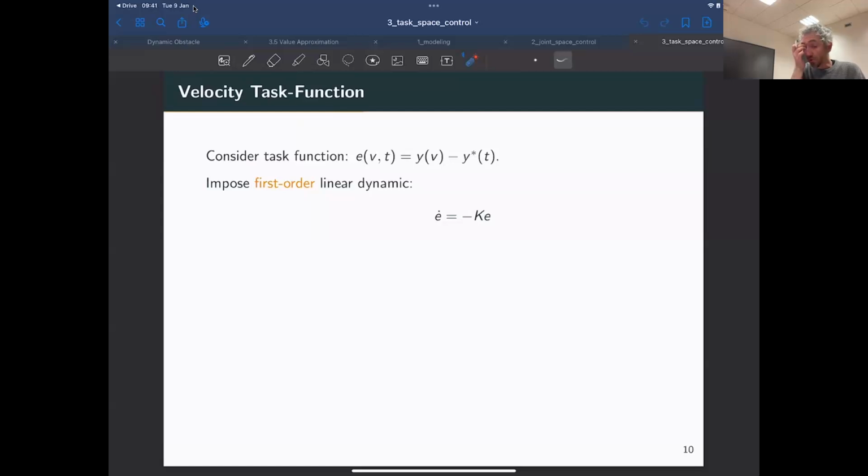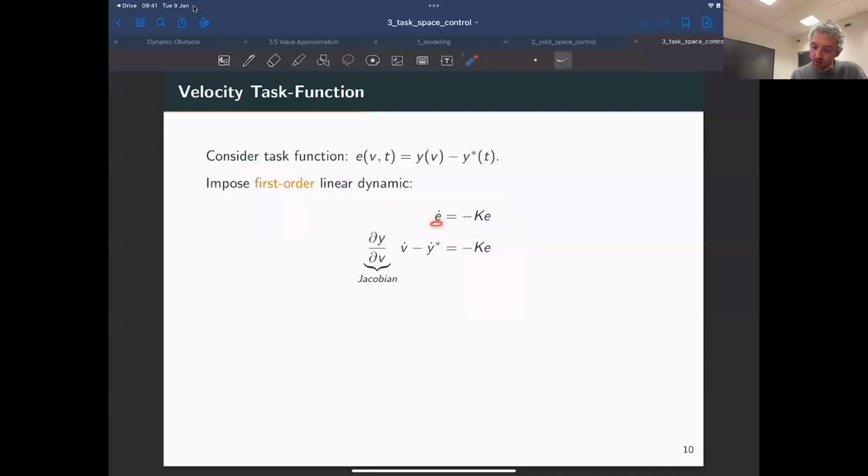And we want to impose the first order dynamics of the error. So E dot equals minus KE. Here we used a linear dynamics, but we could also make it nonlinear. It wouldn't change anything. The key point is computing E dot. So computing the derivative of this and showing that this derivative indeed depends on the joint accelerations V dot.